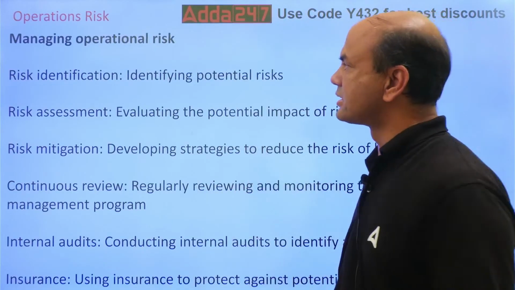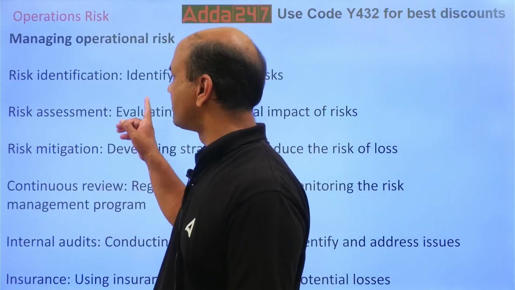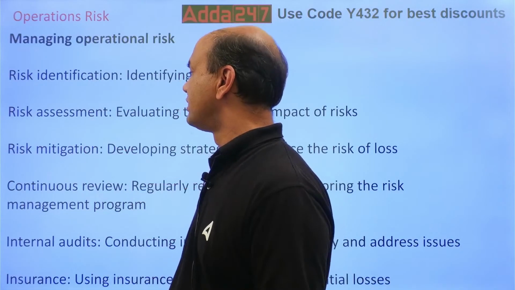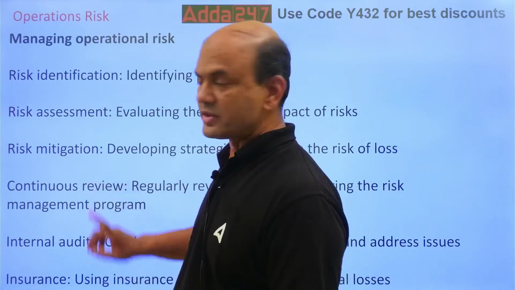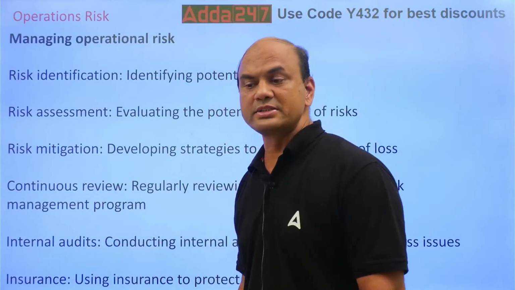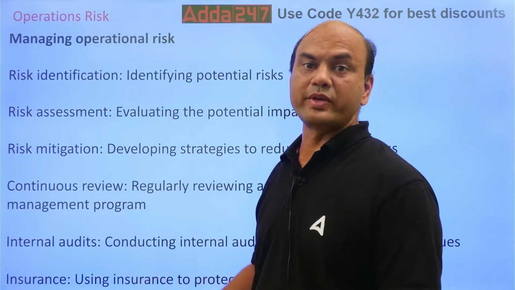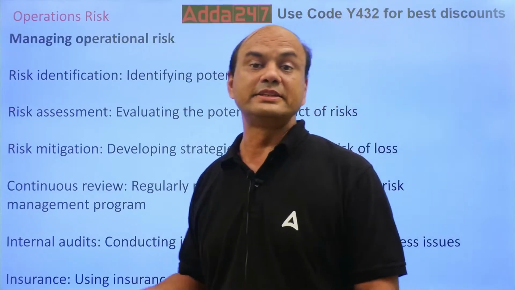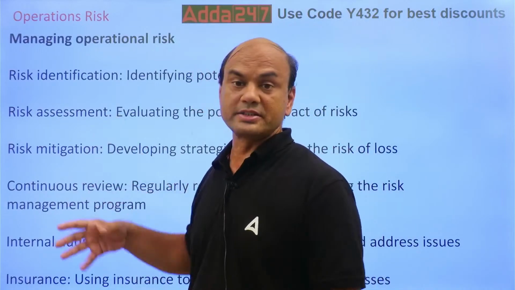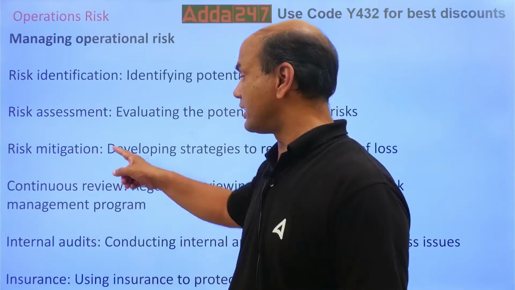Now how to manage the operational risk? These are the important steps in managing the operational risk. First is identification, next is assessment, third is mitigation, fourth is continuous review, internal audits, and last one is insurance. Now, what do you mean by all these things? First you have to identify any type of risk. Without identification, how will you find a solution? If you don't know the disease, how will you find out the medicine, isn't it? Then assessment, assess the risk, gravity, what is the level of risk. Then mitigation, find out the solutions for that. Try to mitigate this risk.